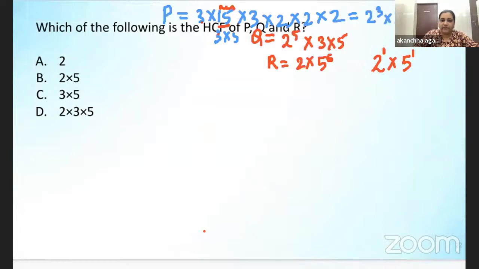Option B, which is 2 times 5. So, I hope it's clear. I've tried my level best to make it very simple for you.